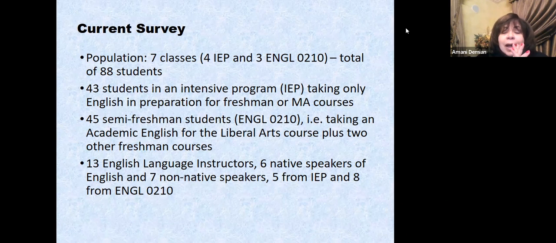This study was conducted on both students and teachers. We had 13 English language instructors, 6 of them native speakers and 7 non-native speakers. 5 were from the intensive English program, where they teach 5 hours a day, and 8 from the semi-freshman course.